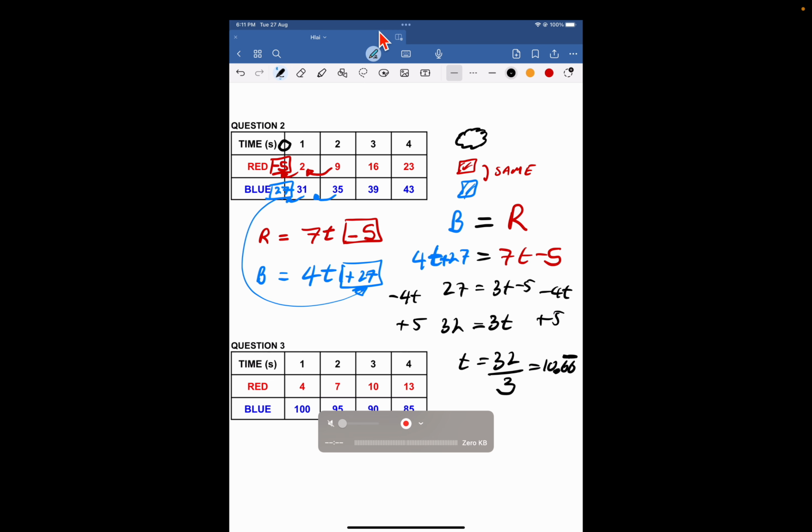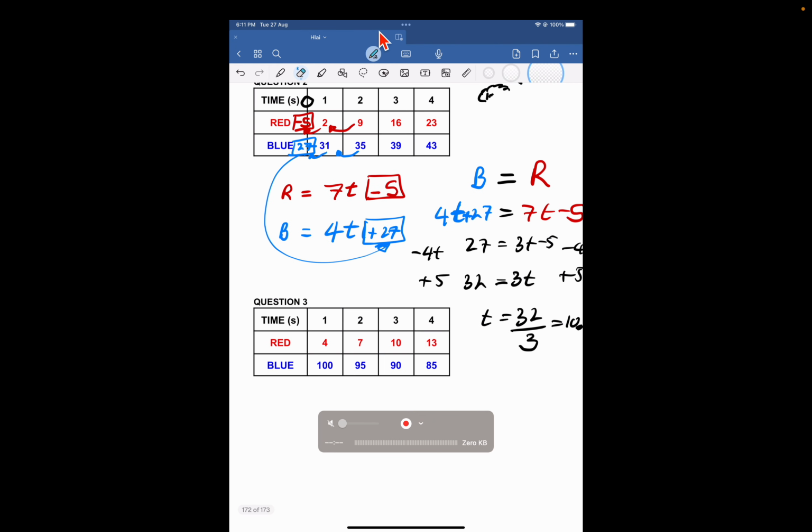It's telling us that if I have a 10.66 here, then the two numbers will be the same, red and blue. But of course, I cannot have a decimal number up here for t. It can only be integer values. So this is telling us that while we've solved the equation there, the actual numbers, red and blue, will never be the same. Okay? Let's go ahead and do the next one.